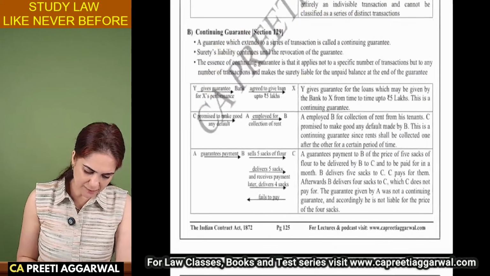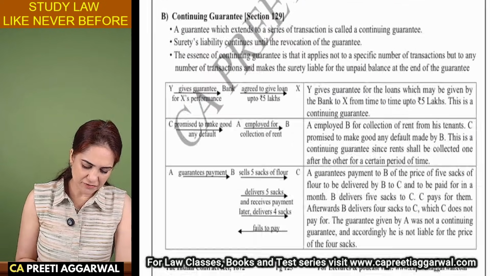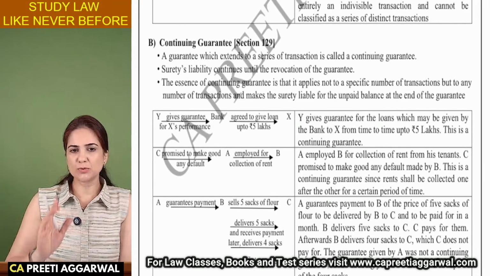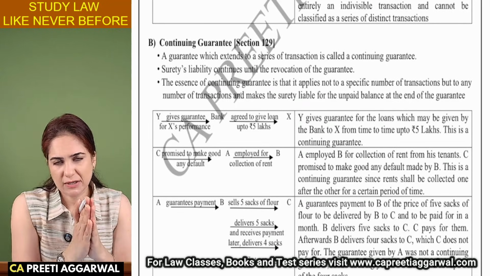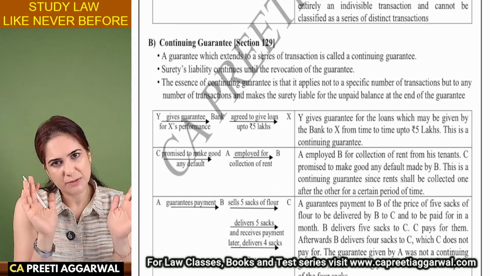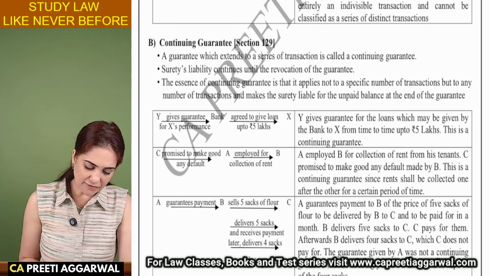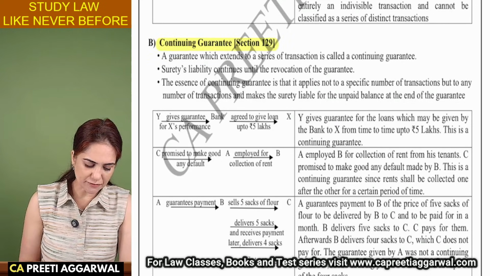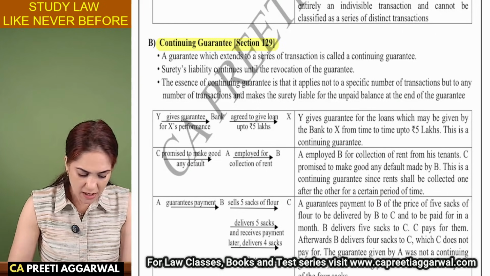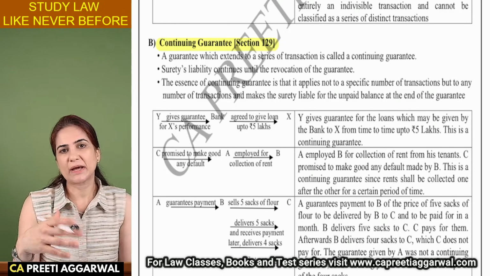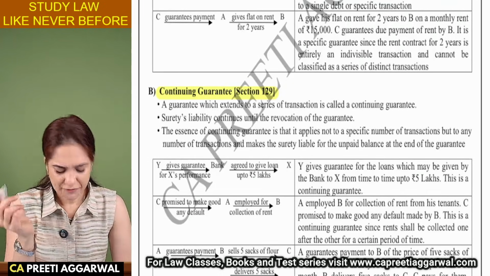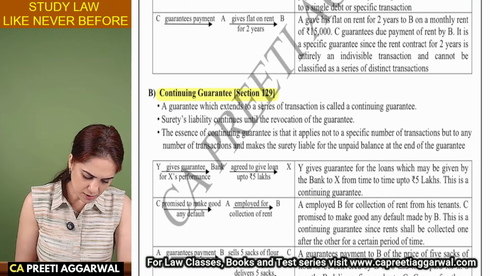Next, we have the different types of guarantees, and one we have is specific guarantee, which applies to a specific contract. Contract is over, guarantee also comes to an end. Next, we have continuing guarantee, which is actually important for exam. Specific is hardly asked. Continuing guarantee means guarantee which applies to a series of transactions.